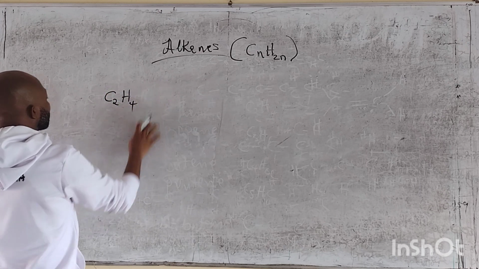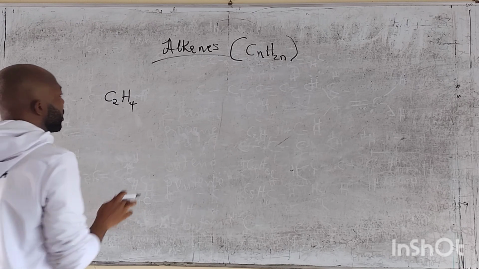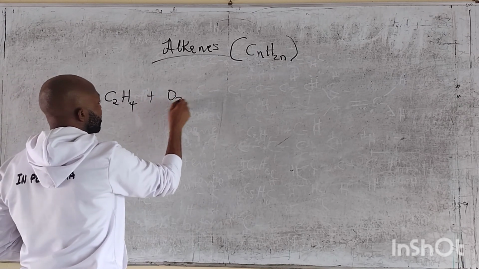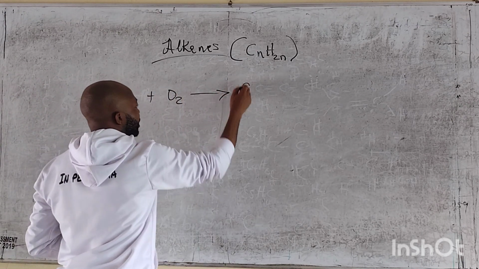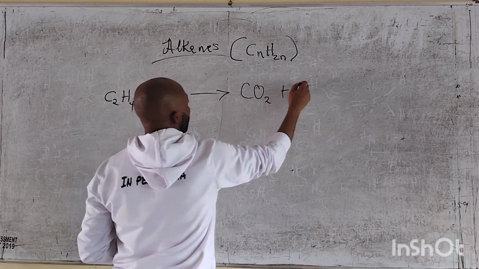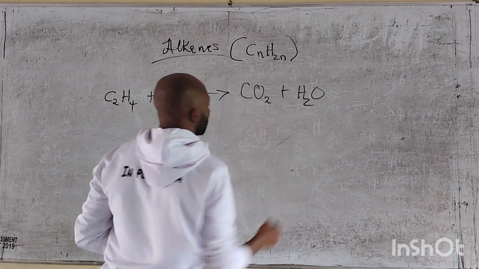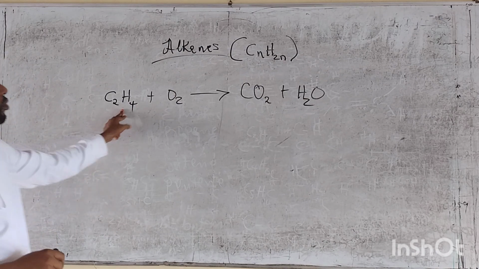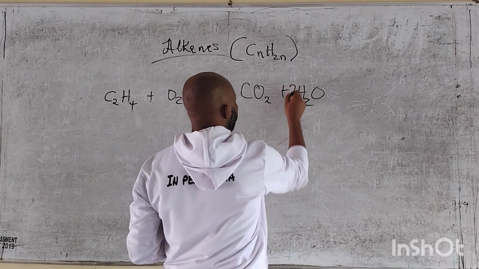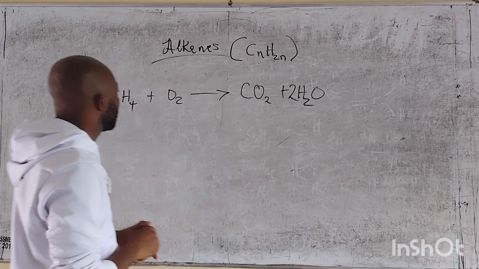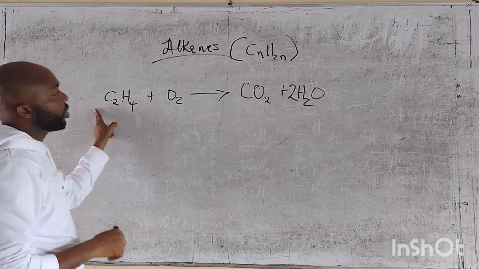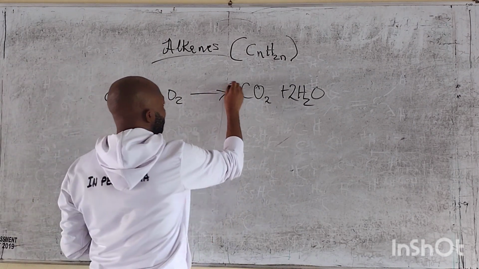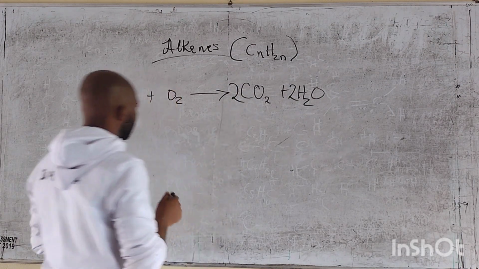1, 2, 3, 4. Good. Plus oxygen will give us our CO2 gas plus water. So let's see how we can balance this equation. We have 4 hydrogen, we have 2 hydrogen. If I put 2 here, hydrogen is 4. Hydrogen is balanced. I have 2 carbon, I have 1 carbon. If I put 2 here, carbon is balanced.